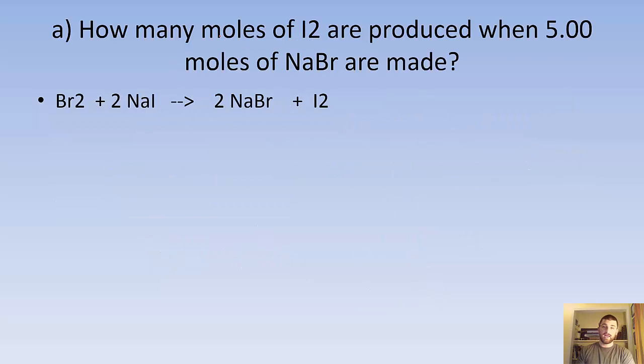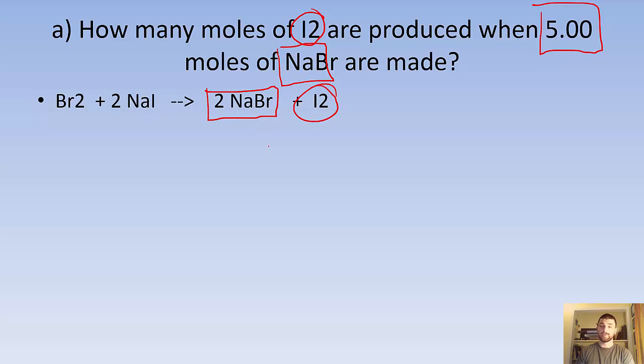Some more examples. How many moles of I2 are produced when 5 moles of NaBr are made? So I'm going to box the 5 as well because I know it goes with NaBr. So I'm going to look down to my problem and I'm going to circle I2 and box NaBr. So these are the things that they're talking about. Now I'm going to set up my ratio. I'm going to look at the coefficients. It's 2 for NaBr and it's 1 for I2. So that's my ratio. For every 2 NaBr, I need 1 I2.